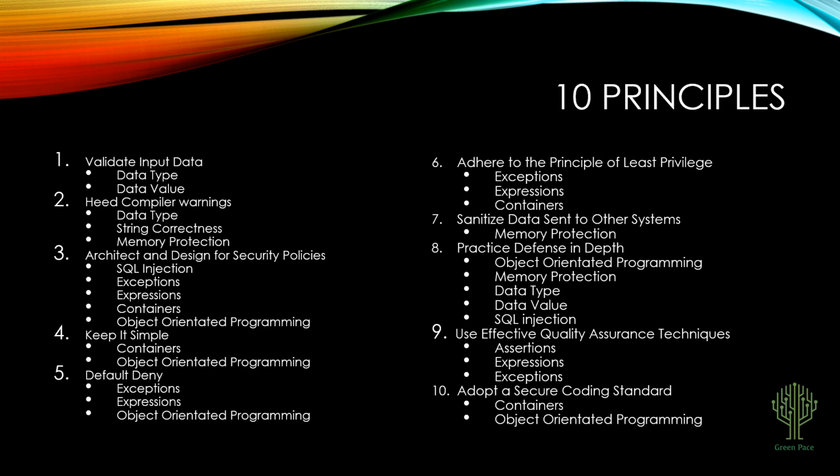Here are the 10 principles of the security policy and the standards that relate to each one. Validating input types is as it sounds, ensuring the right kind of data and the value of the data is appropriate. Compiler warnings are there to help the developers, so it's best to at least refer to them if they arise. Generally, they cover data management, data types, and string correctness, as well as overall proper implementation of the code itself.